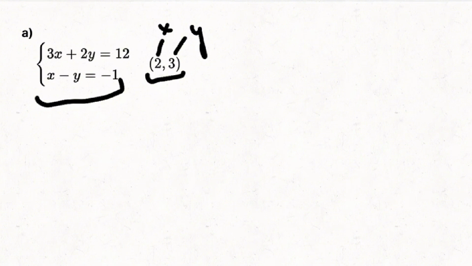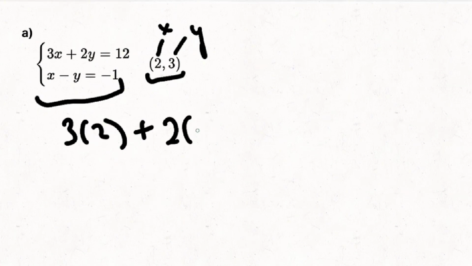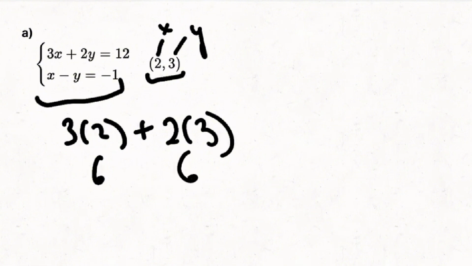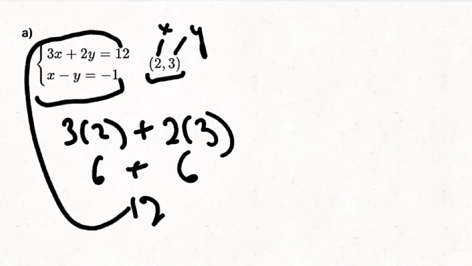So what we do is we start off by plugging in 2 for x, so we get 3 times 2, and we plug in 3 for y, so we get 2 times 3. And 3 times 2 is equal to 6, and 2 times 3 is also equal to 6. If we add both of these terms together, we get 12, which does indeed equal the answer that was specified within the first equation. So this ordered pair does indeed satisfy the first equation.